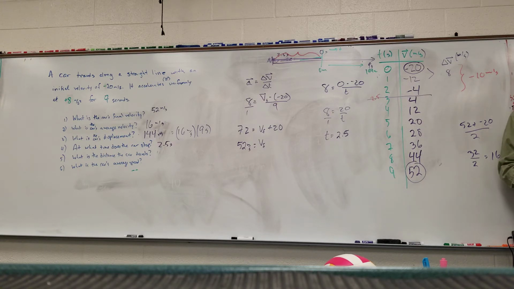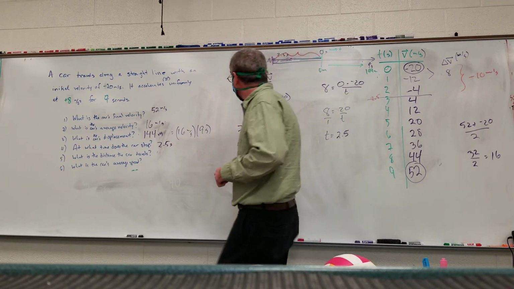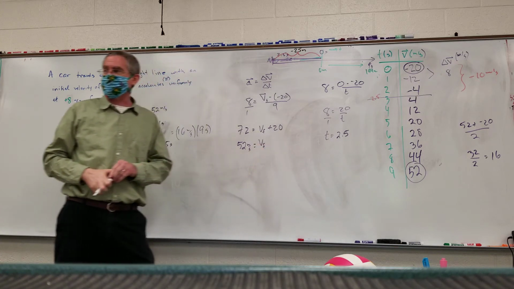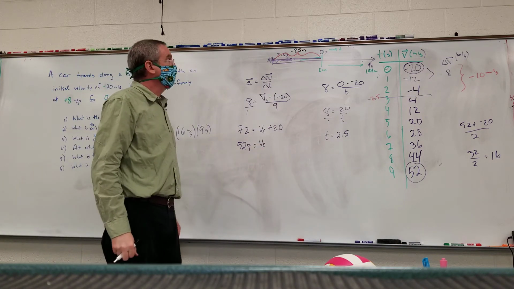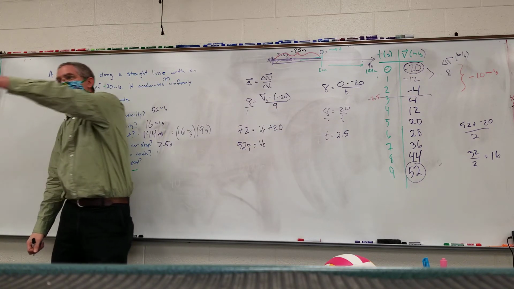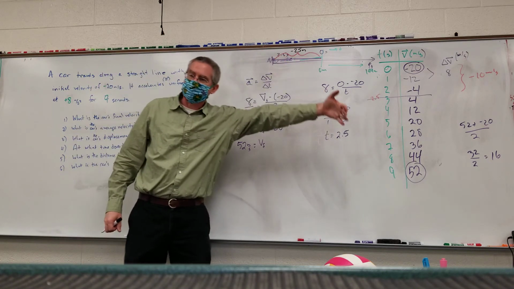So if the car is going on average negative 10 meters per second for 2.5 seconds, how far did it go? Negative 25. Thank you. So this is 25 meters negative if you want to consider direction. So the car goes 25 meters to the left, stops, 25 meters to get back to the starting point, and then ends up 144 meters from where it started.